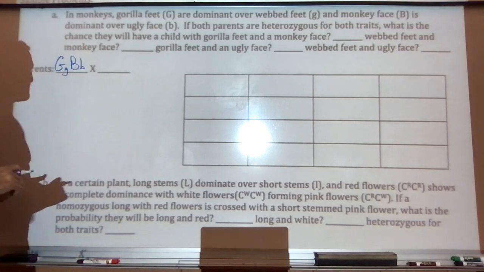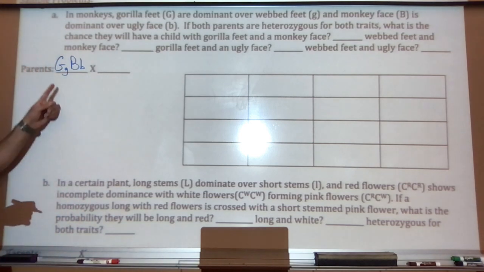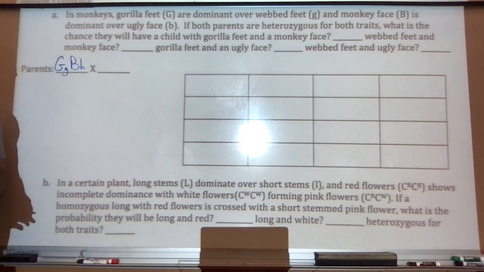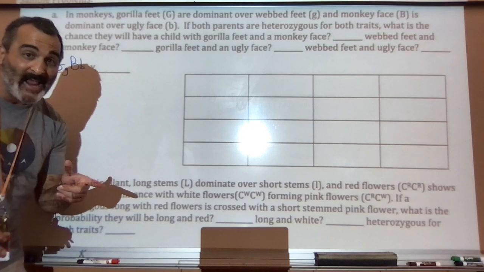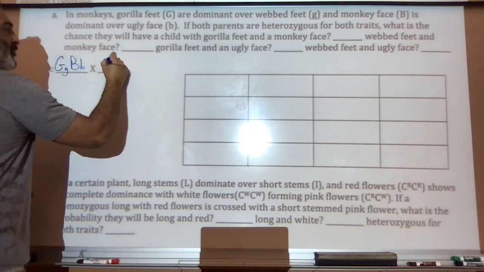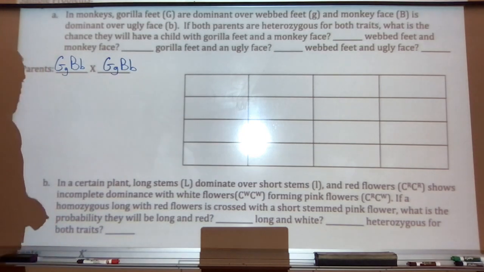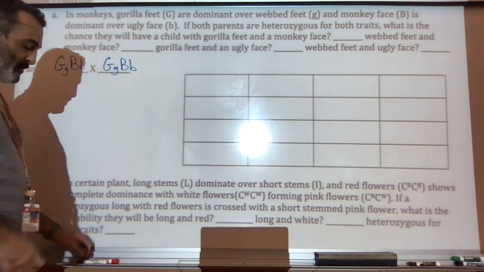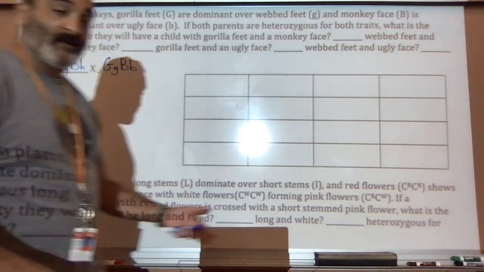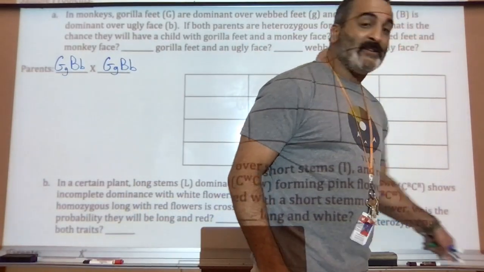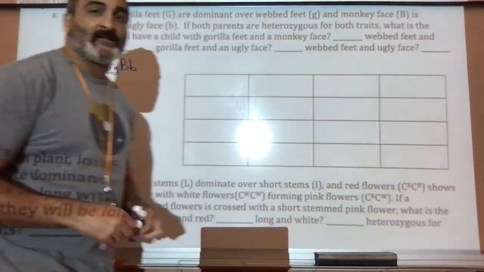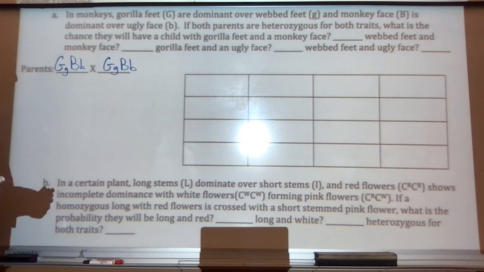That is heterozygous for both of them. Heterozygous for the G's, heterozygous for the B's. Mom and dad are the same, so we've got to give them both the same genotypes. Okay? Next step. Well, you've got to figure out what letters to put down for mom and dad. So don't forget to use arrows.